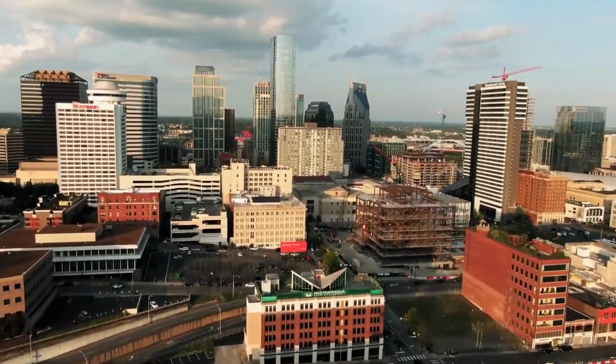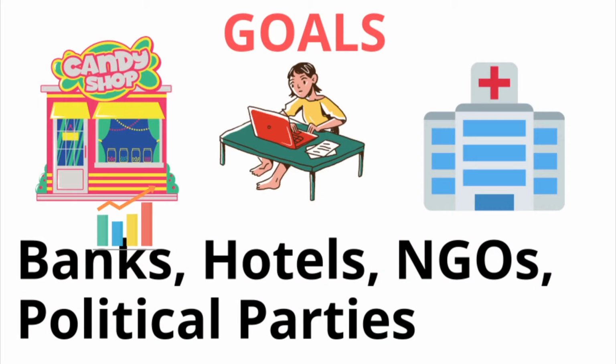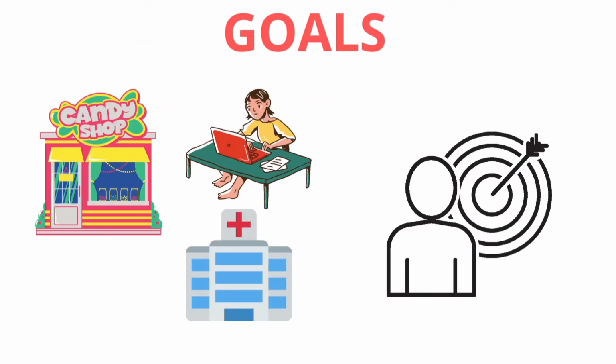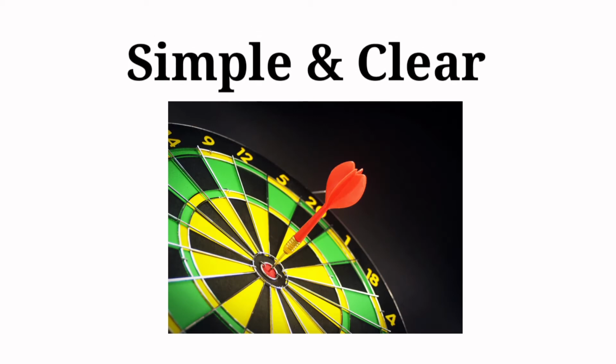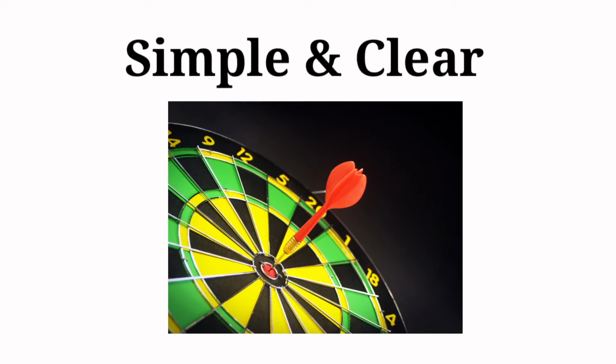Every organization is working to achieve some goal, like the goal of a retail shop may be to increase sales, the goal of a school is to impart education to children, the goal of a hospital is to make everyone healthy. So the goal of a bank, a hotel, NGOs, even political parties are also working to achieve some goals. So different organizations have different goals, and these goals should be simple and clear so that everybody who is working in the organization can understand.